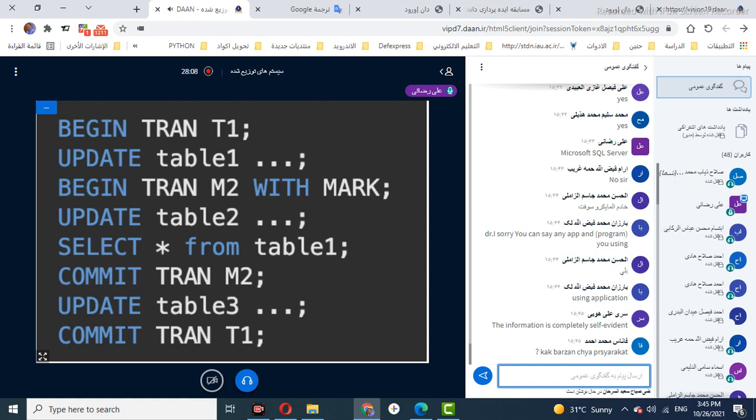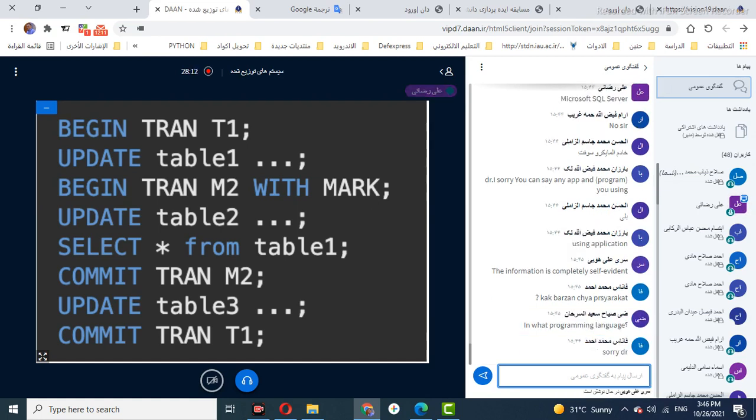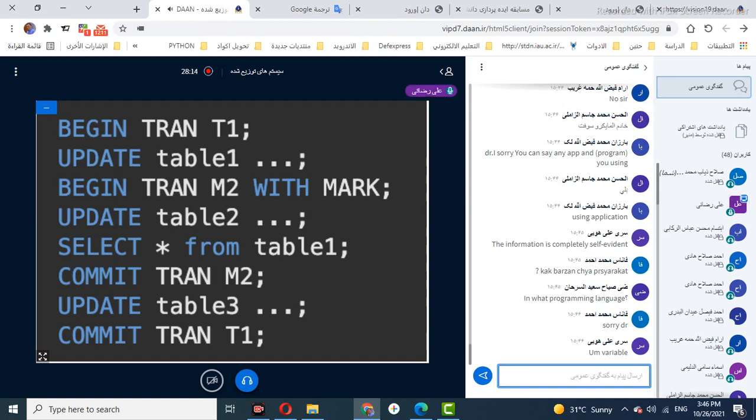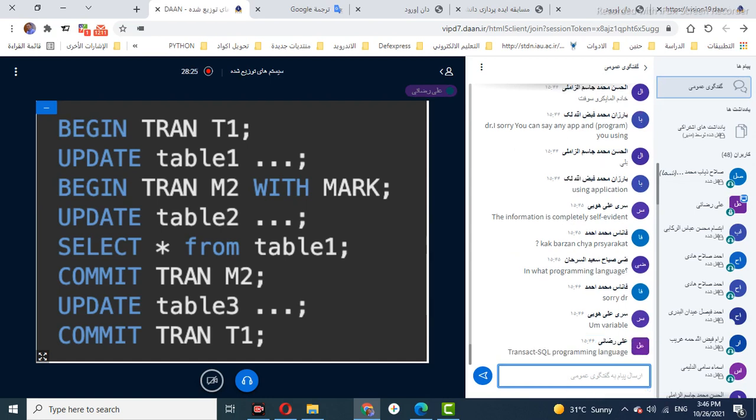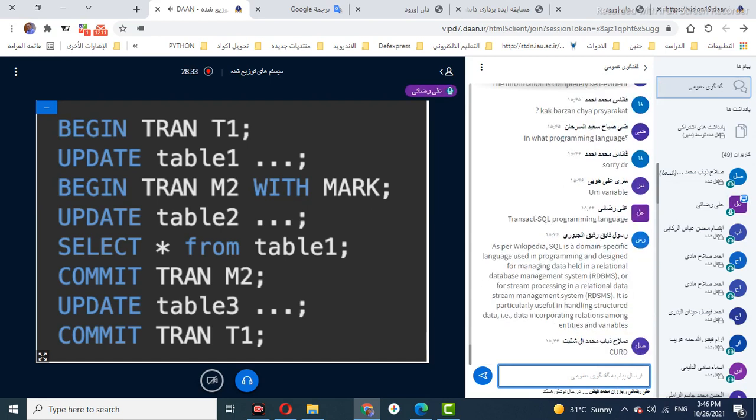And dear, this programming language is called Transact SQL, or Microsoft SQL Server, SQL Server Transact SQL.